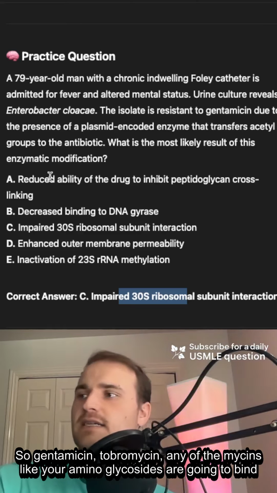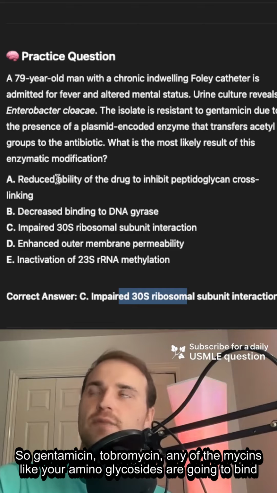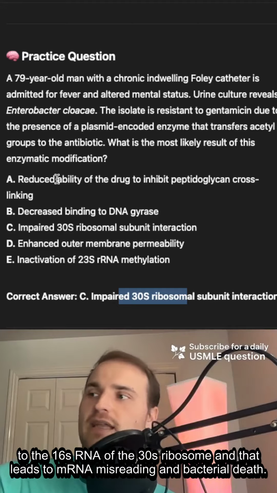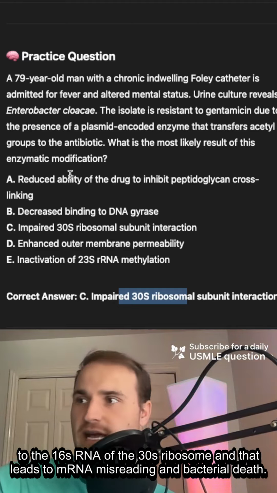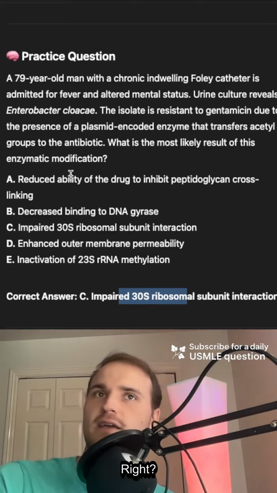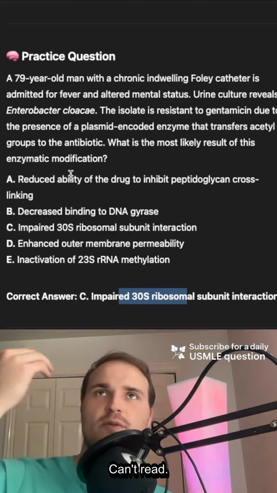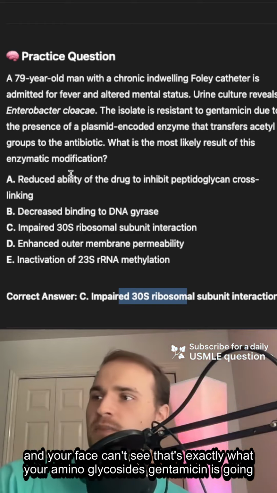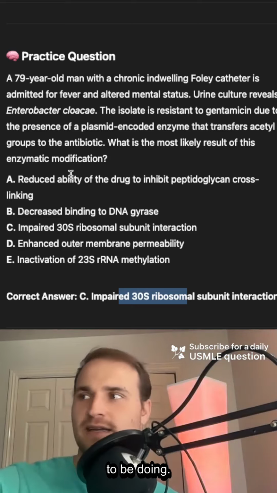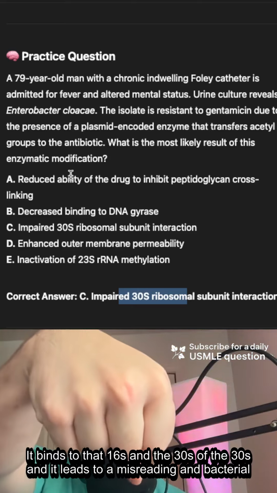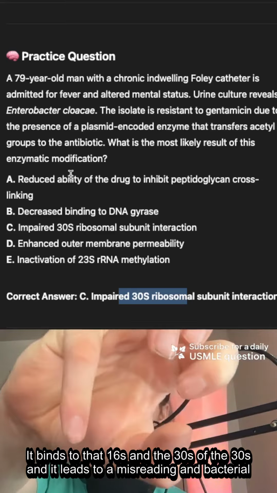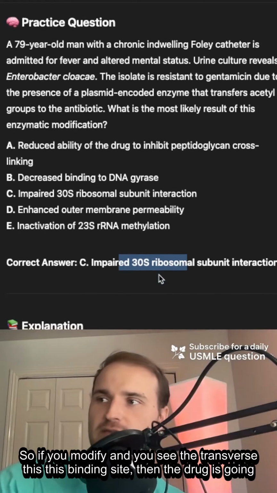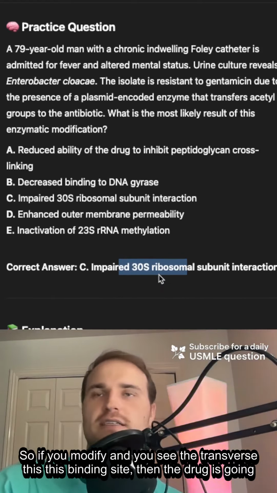So gentamicin, tobramycin, any of the mycins, like your aminoglycosides, are going to bind to the 16S RNA of the 30S ribosome, and that leads to mRNA misreading and bacterial death. That's how it works, right? It's like, oh, you can't read. You ever play basketball with somebody, and they're like, ooh, in your face, can't see. That's exactly what your aminoglycoside gentamicin is going to be doing. It binds to the 16S of the 30S, and it leads to misreading and bacterial death. So if you modify, if you acetylate this binding site, then the drug is going to be ineffective.